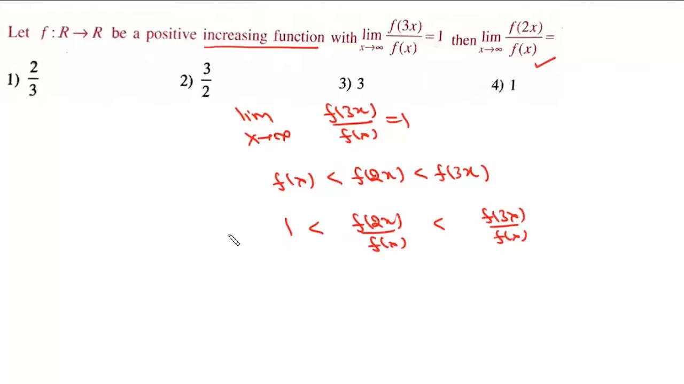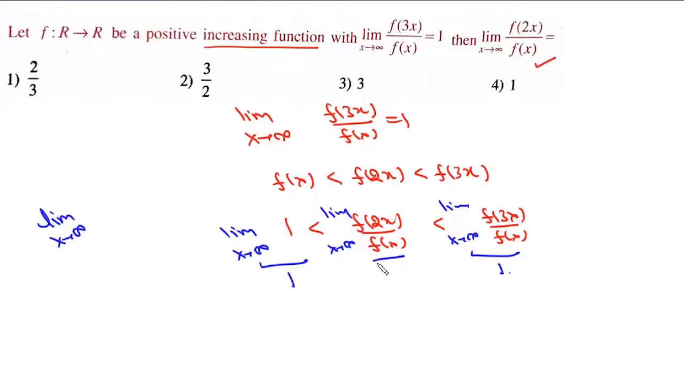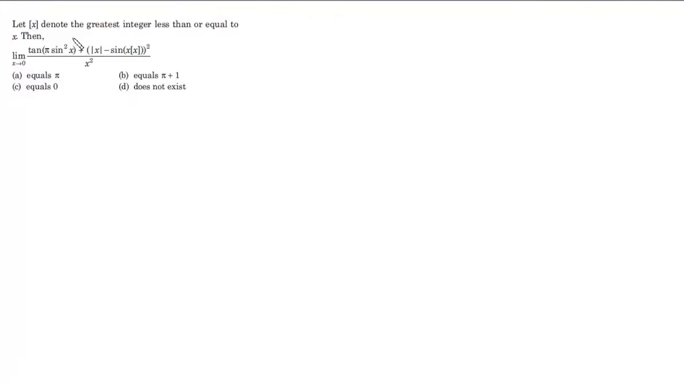Now if we take this limit x tends to infinity, this is 1, and in the question it is given that this limit is also 1. Then from the sandwich theorem we can say that this limit x tends to infinity f(2x) upon f(x) will also be 1, and that's your option 4. Now the question is, let [x] denote the greatest integer function, then find this limit. Now what we'll do is we'll find left hand limit and right hand limit.